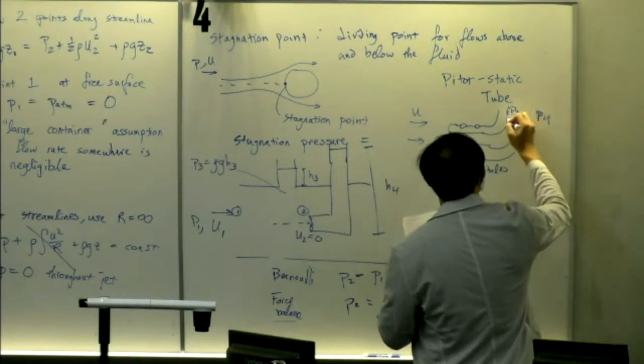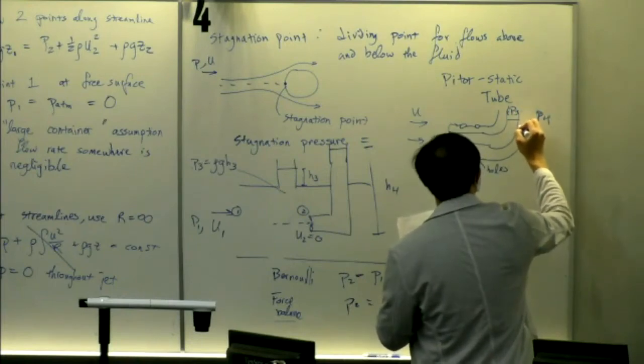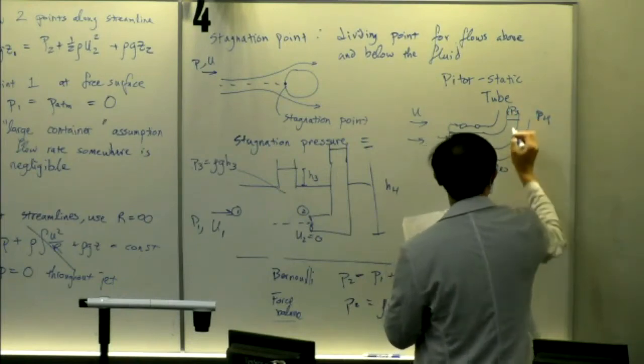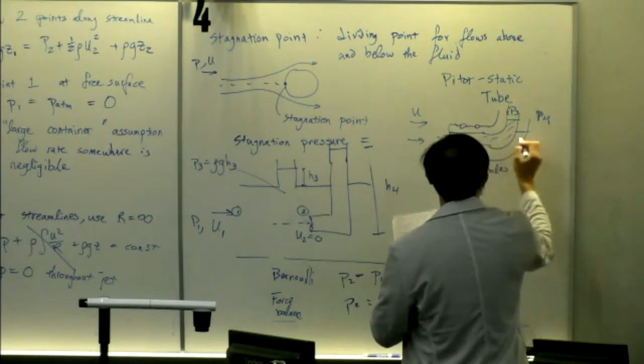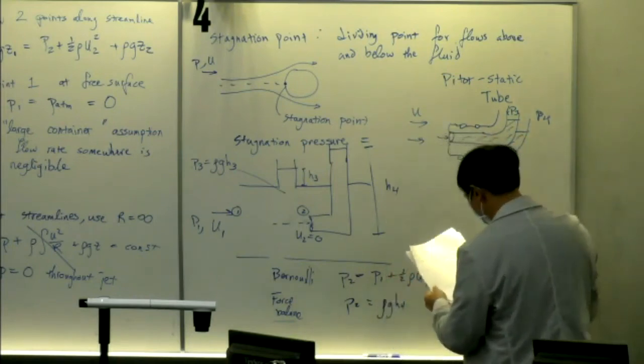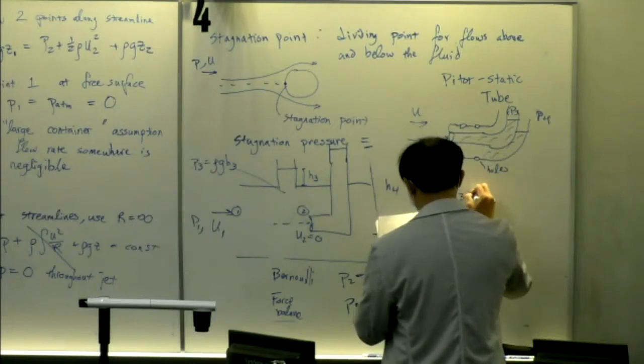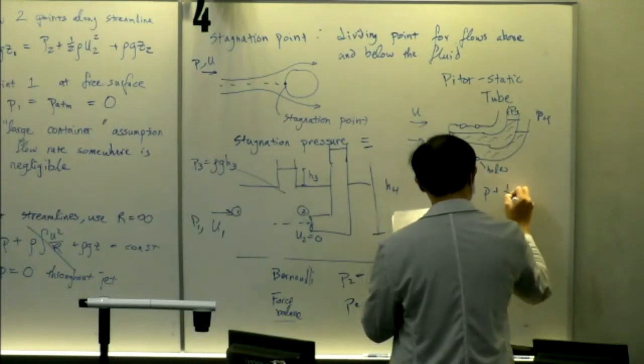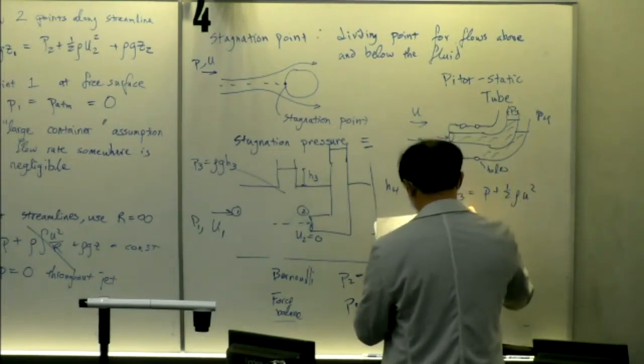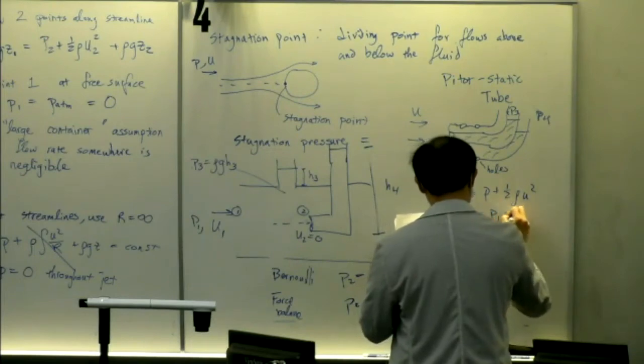You basically have manometers at both points. The middle is going to be a little higher. You have fluid that can go up into each one. So P3 is going to equal P plus 1/2 rho U squared. P4 is equal to P1, which is atmospheric pressure.